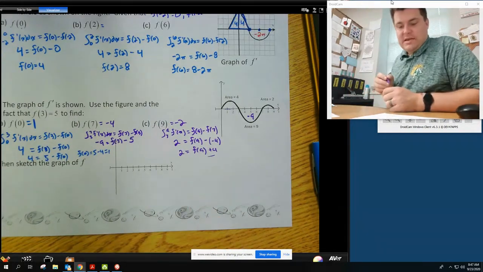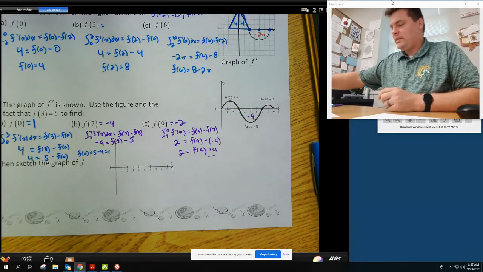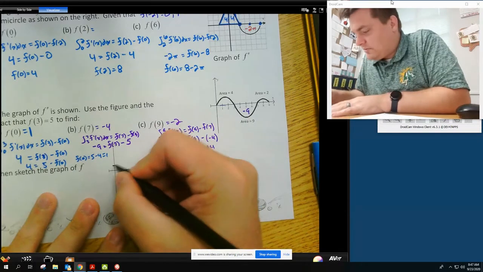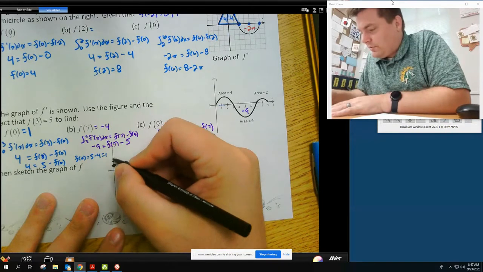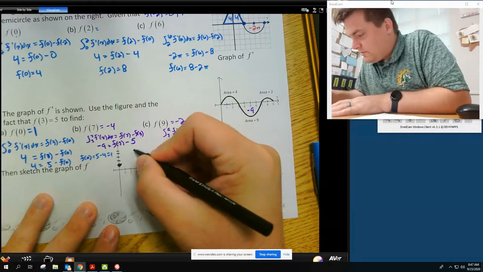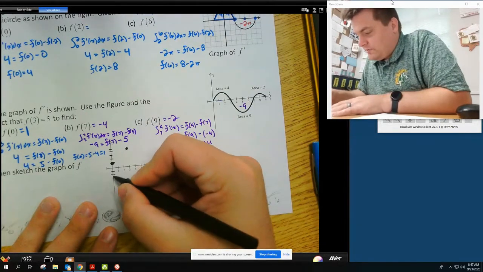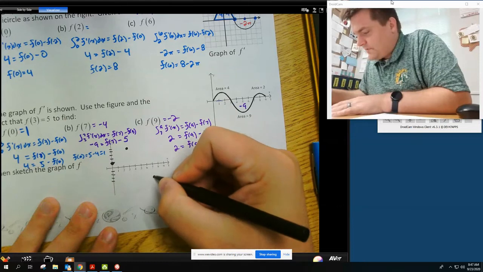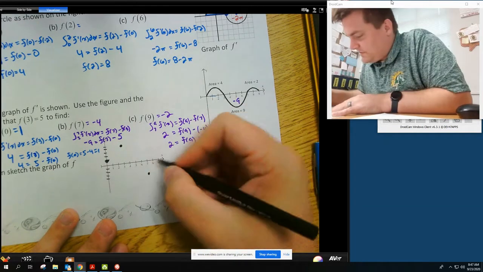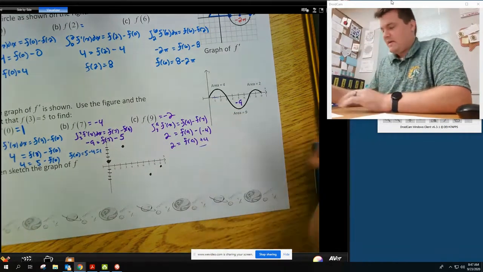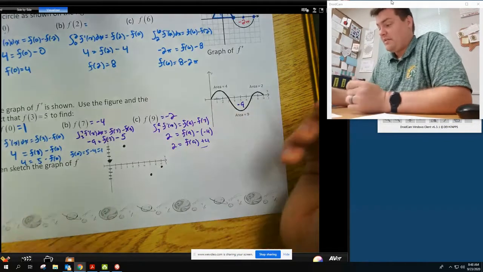Okay, and now I'm going to use that information here, and I'm just going to give it a quick little sketch for what I do know. So I know that f of 0 is 1, f of 3 is 5, 1, 2, 3, 4, 5. F of 7 is negative 4, so 1, 2, 3, 4. And then f of 9 is negative 2. So this is my graph right here. I really don't know too much about it, other than just these points.